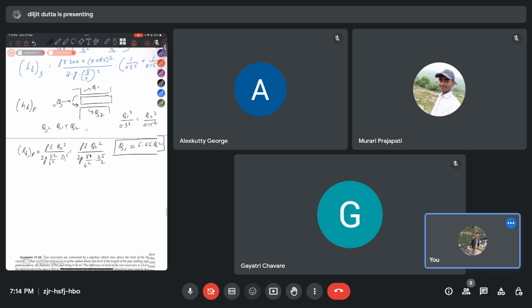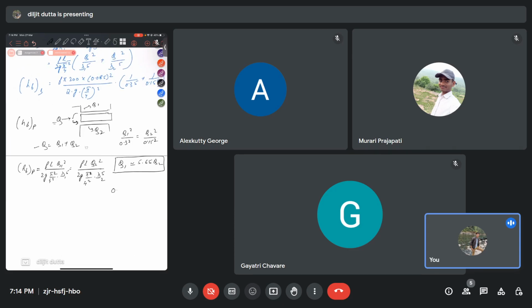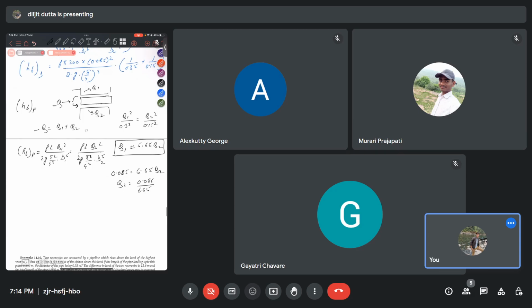Now let us find what will be Q1 and Q2 since the total Q we know. So 0.085 is equal to 6.65 into Q2. Q2 will come to around 0.085 by 6.65. So the HF parallel will be f into L, L is 300, Q2 is 0.085 by 6.65 whole square, by 2 into g into pi square by 4 square into D2, which is 0.15 to the power 5, into 6.65 whole square.